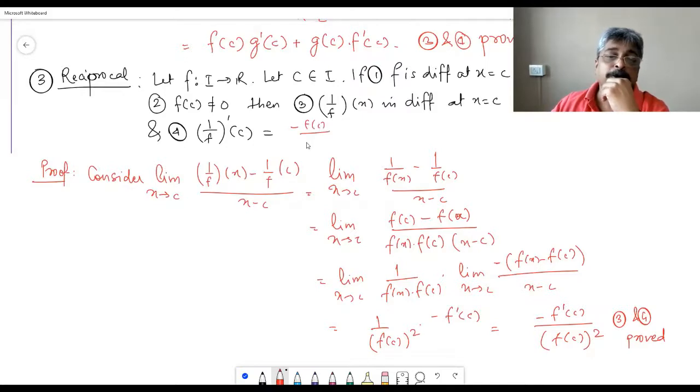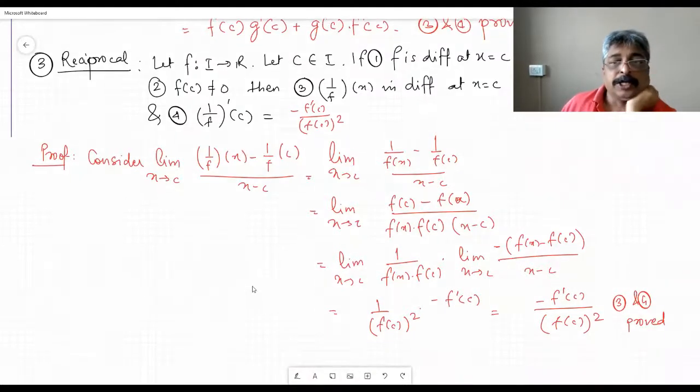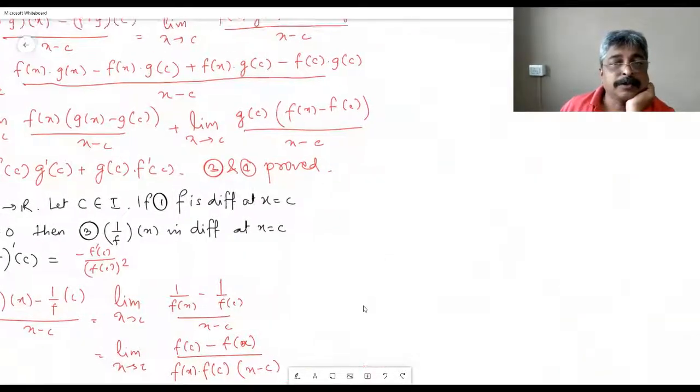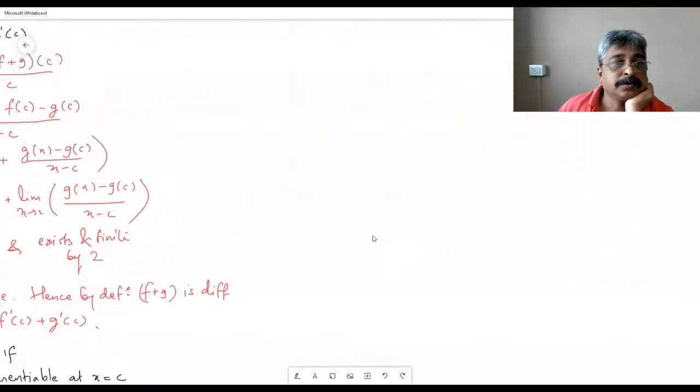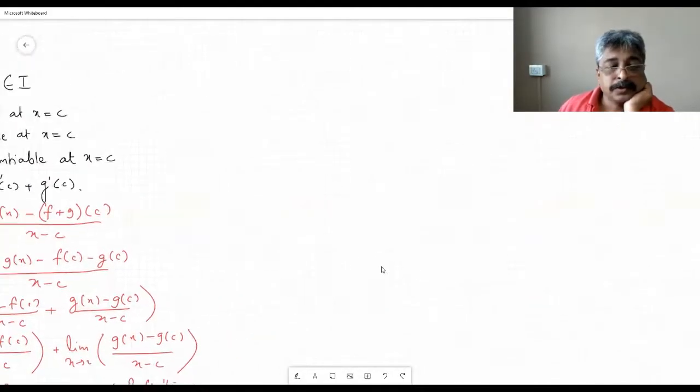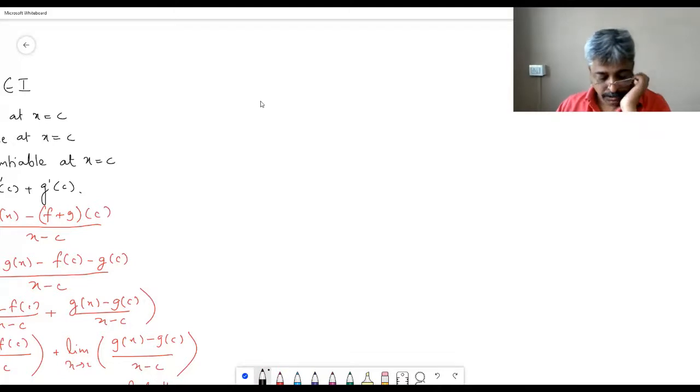Minus f dash of c upon f of c bracket square is the answer. Okay, so let us complete the product now. Any doubt, difficulty in this? It is a simple calculation using the previously defined concepts. Okay. Next. Product and ratio. That is our fourth.